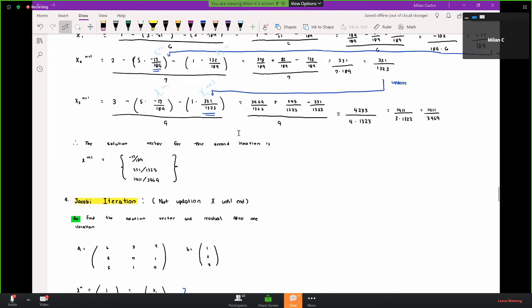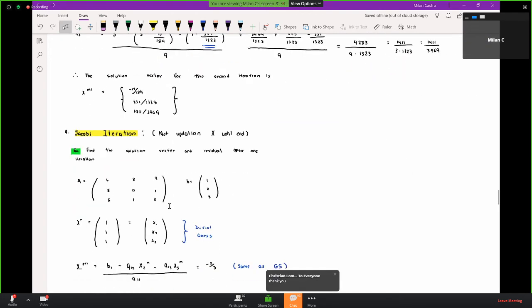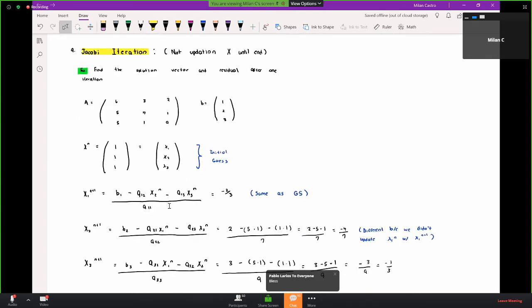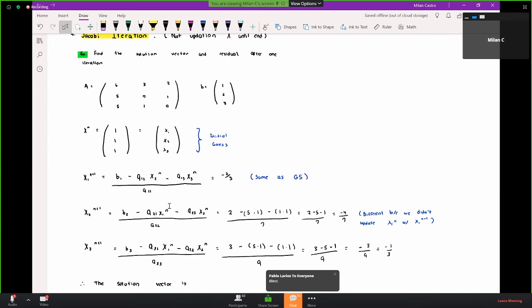So we just finished our Gauss-Seidel. Now we're going to go on to our Jacobi. Our Jacobi is a lot simpler. It's essentially the same thing, but without the updates. So our actual formula for our new x1 is going to be the same as our Gauss-Seidel. So that term is going to stay the same, just do the same process.